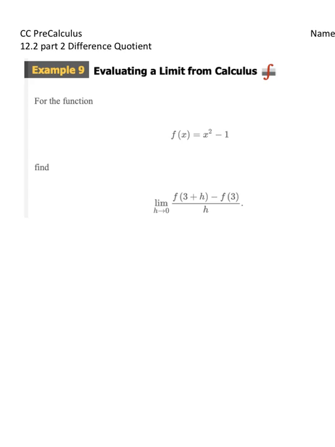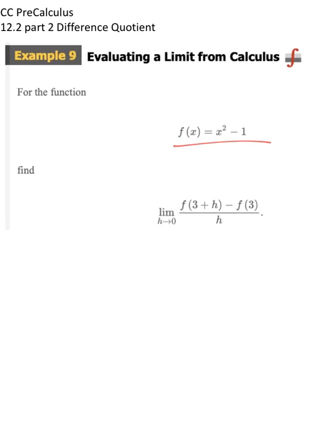Right, this last kind of limit that we'll look at in this section is called a difference quotient. So we've got a specific function, f of x equals x squared minus 1. We're going to find the limit of f of 3 plus h minus f of 3 over h as h approaches 0. If we plug in 0 for both of these, we just get f of 3 minus f of 3, which is 0, over 0. So we've got an indeterminate form, so we've got to plug stuff in and see what we can do.